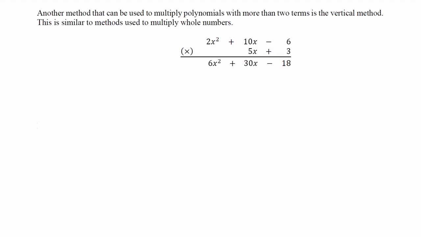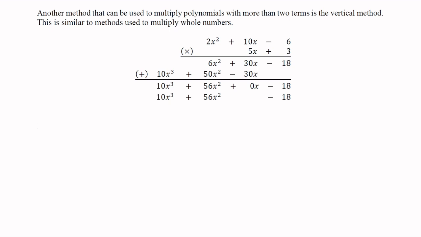Now we move to the 5x. 5x times negative 6 is negative 30x. We stack that underneath the x term. 5x times 10x is 50x squared. And then 5x times 2x squared gives us 10x cubed. And then we add together the 2 lines to get 0x, negative 18 on the end, 56x squared, and 10x to the third. And then we don't have to write the 0x, so we just simply leave it as a trinomial, 10x cubed plus 56x squared minus 18.